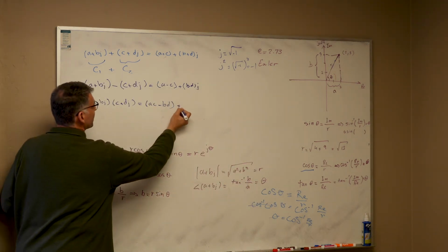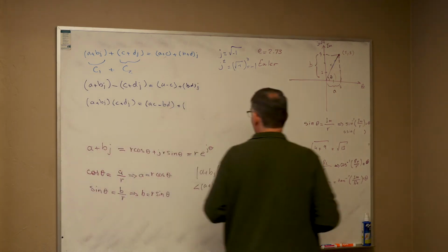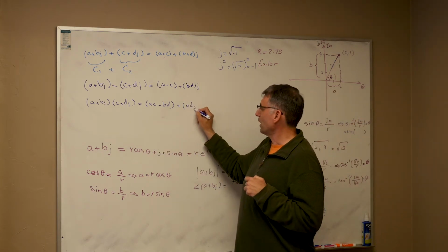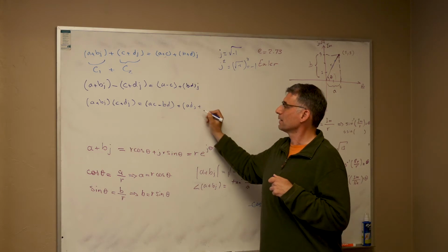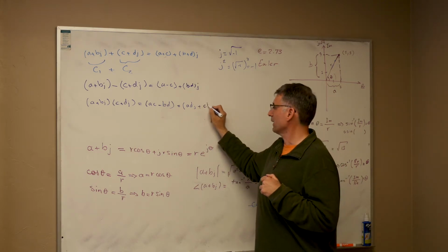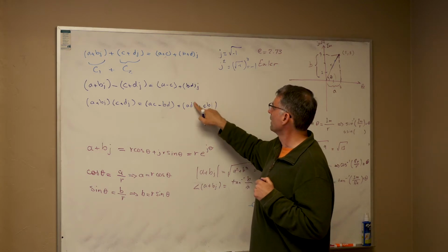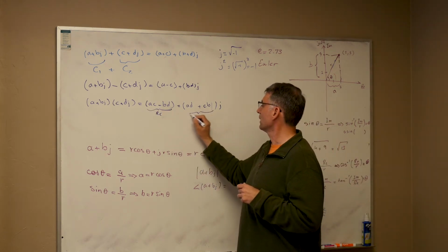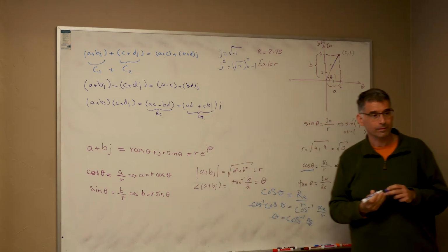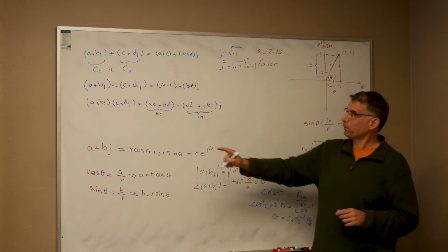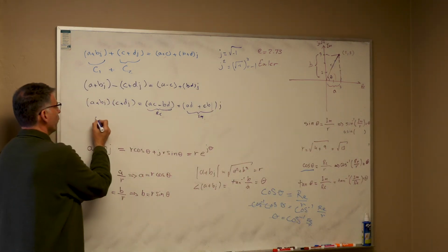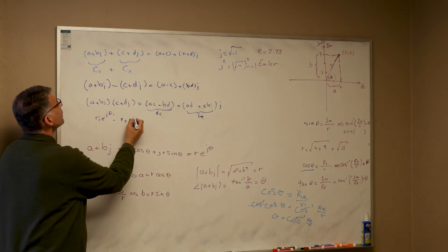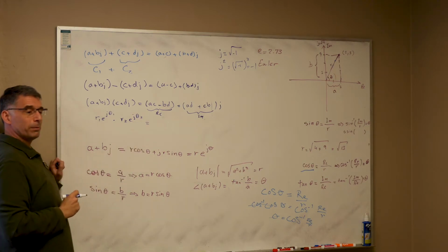So what happens to the imaginary part now? Would it be A, DJ, plus C, BJ? Excellent. We'll just take out the J and put it here. So now this is the real part, and this is the imaginary part. Now, if I wrote this as R1 e to the j theta 1 times R2 e to the j theta 2, what would that be?